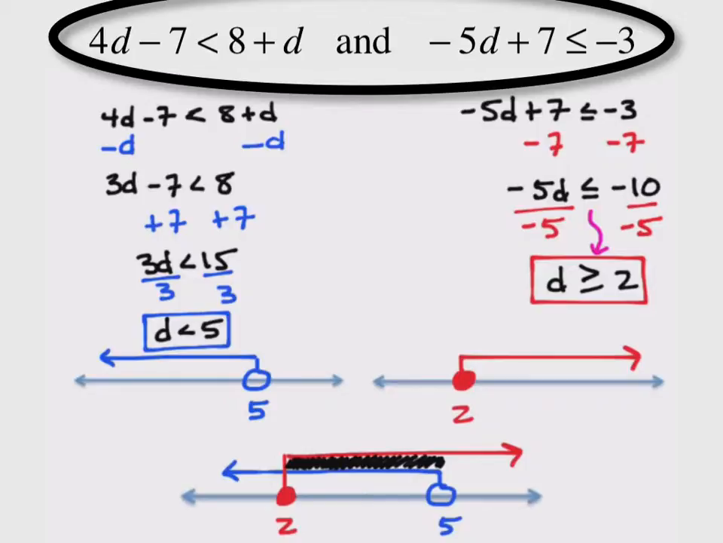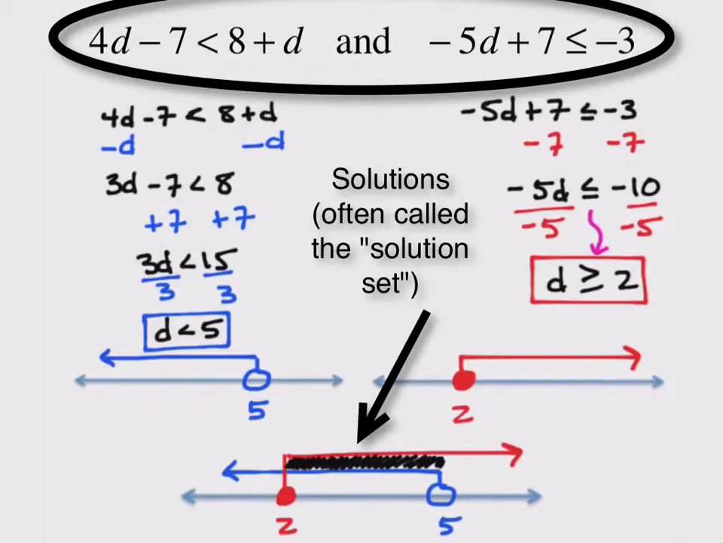So we can see right here in front of us, these are the numbers that are going to make both of those statements true at the same time. They're going to be the solutions to this and compound inequality.